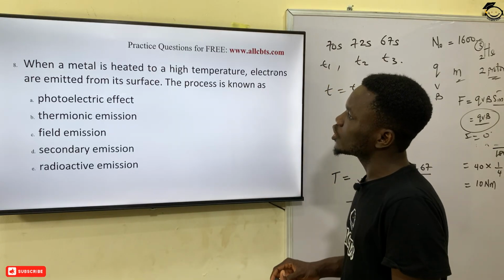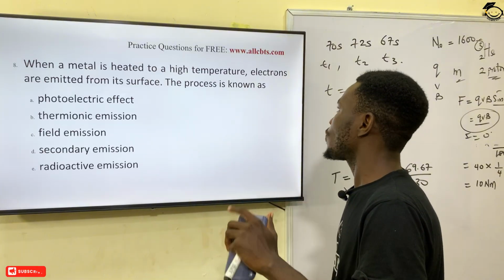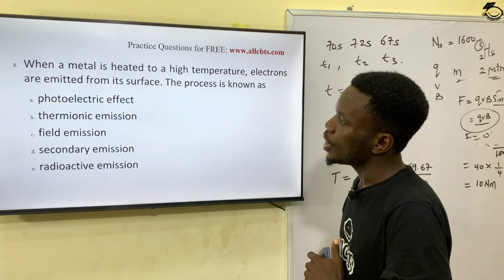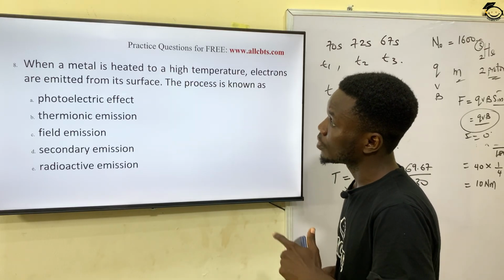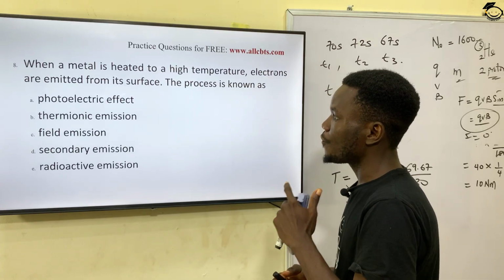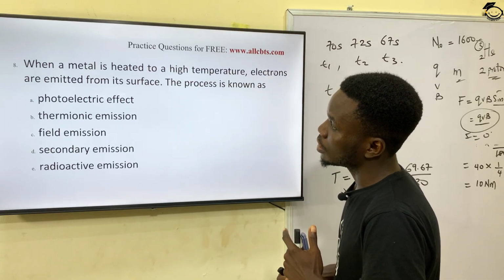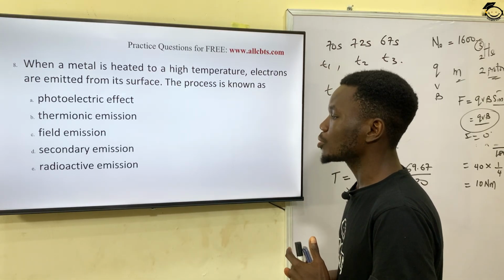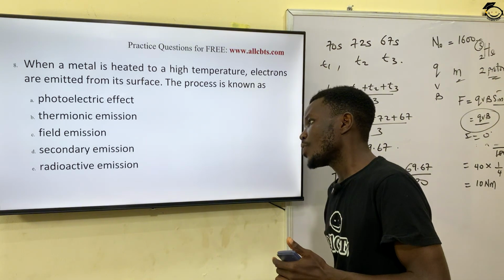temperature, electrons are emitted from its surface. This process is known as dash. Option A says photoelectric effect. Option B says thermionic emission. Option C says field emission. Option D says secondary emission. And option E says radioactive emission.